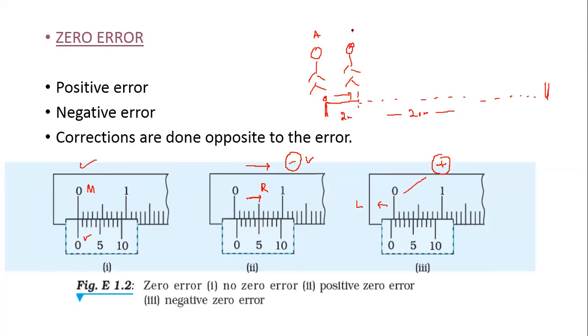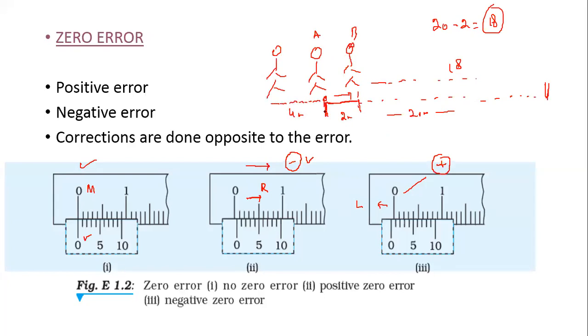So for A runner, total distance is 20, but for B, this total distance is 18. Correct? Then you need what? You need to subtract, for example, distance from starting point is 2 meter. So you need to subtract 20 minus 2 equal to what? 18.